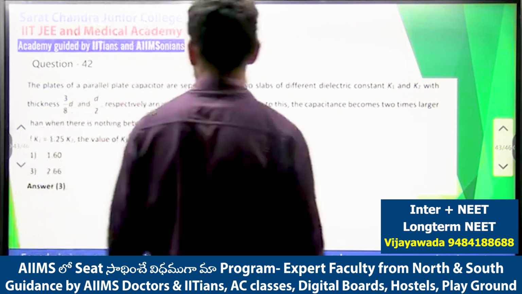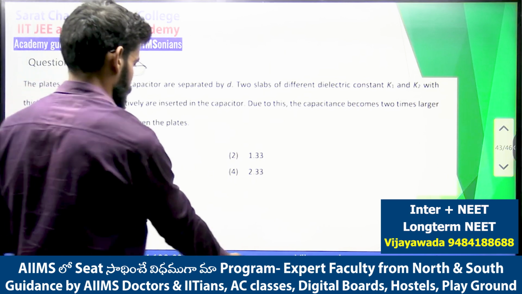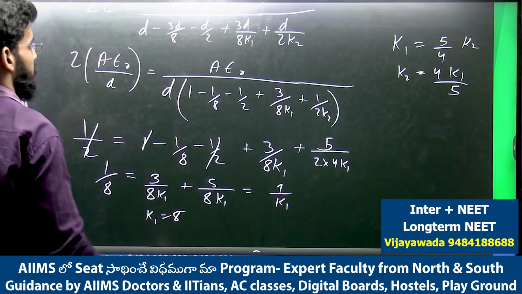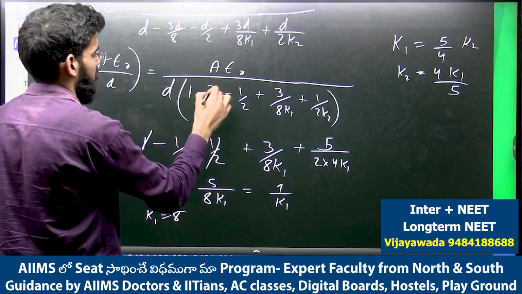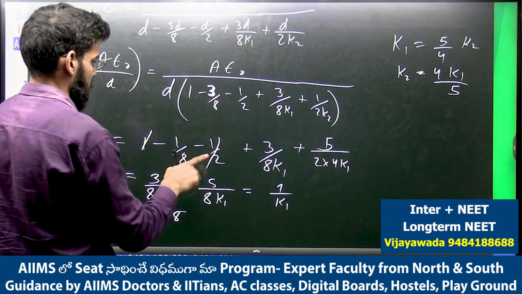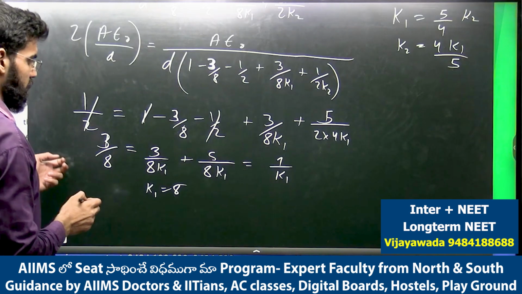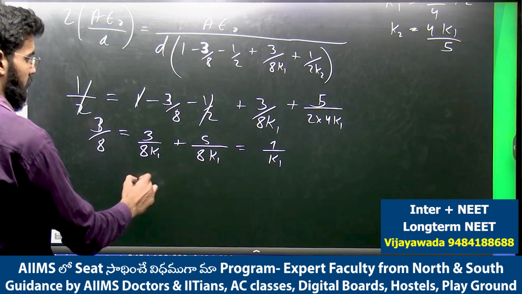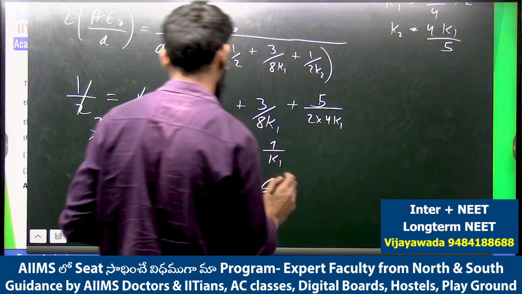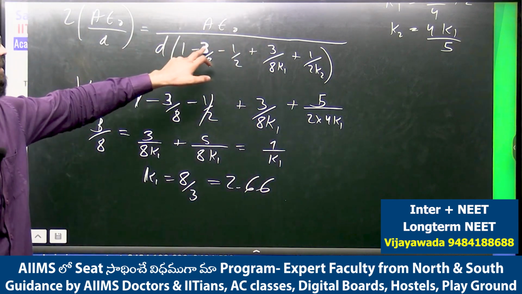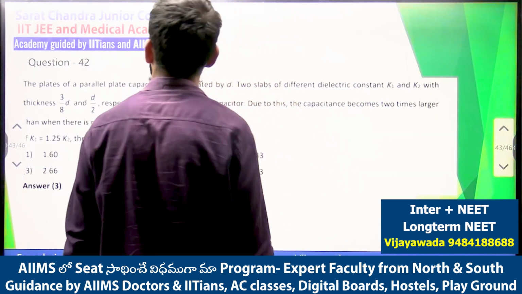Third option, 2.66. Okay, fine, there is something wrong, 2.66, but we have made a mistake somewhere. So if we analyze, from 1 by 8, 3 by 8, actually I did 1 by 8. So here this is 3 by 8, so nothing changed. When you solve for k1, k1 will come 8 by 3, so this is 2.66. That's how it comes. I made just a small mistake here, the 3 by 8 factor, that you have to change, that's it. So the answer is the third option, 42.